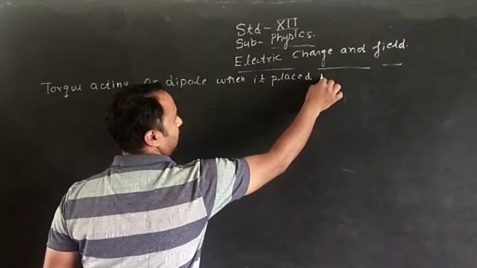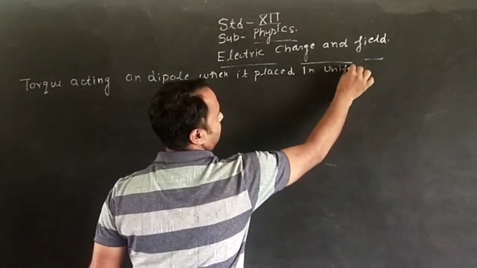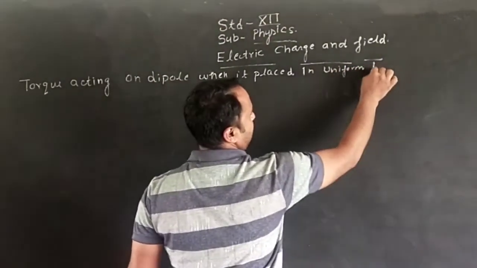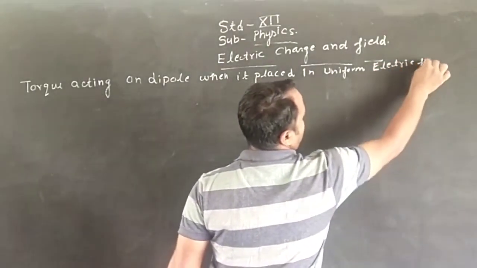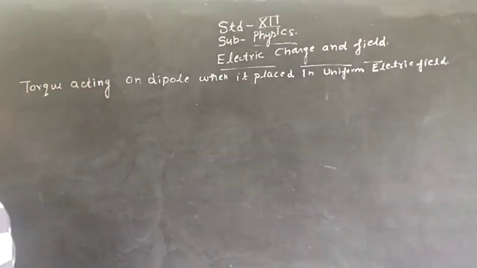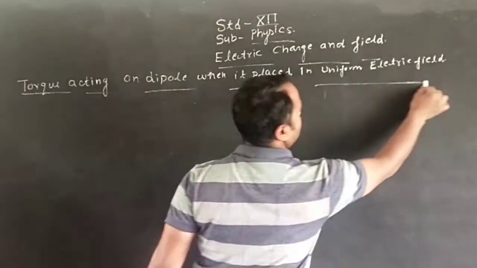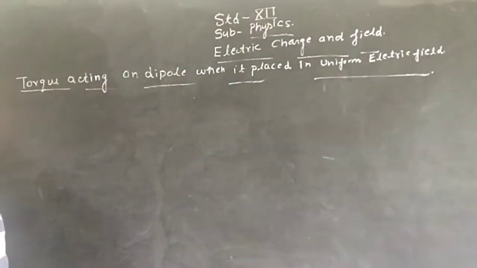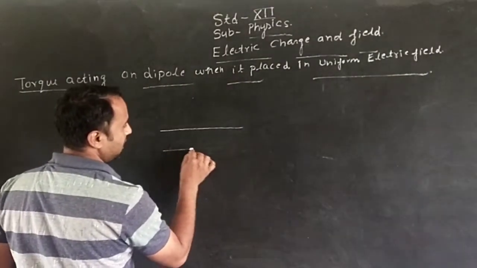in a uniform electric field. Uniform electric field. So first we have to draw a uniform electric field. This is our uniform electric field.